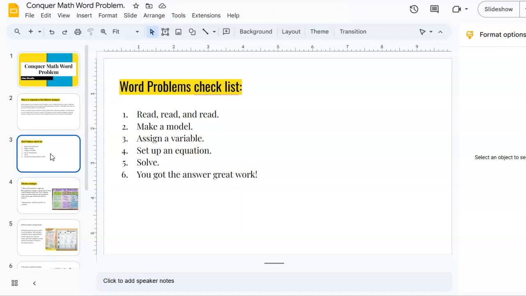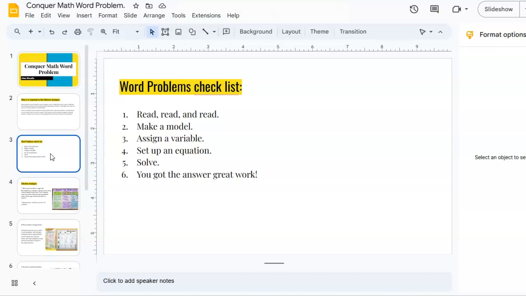Read it several times. Try to understand the words. Then make a model. What is going on? What's happening in this? Assign a variable. Look at what you're looking for. If you know the purpose of your math word problem, it's going to be easier for you to solve it. Now, your next step is to set up an equation like x plus 3 equals 7. You need to find that x. It's easier for the student to look for one thing.